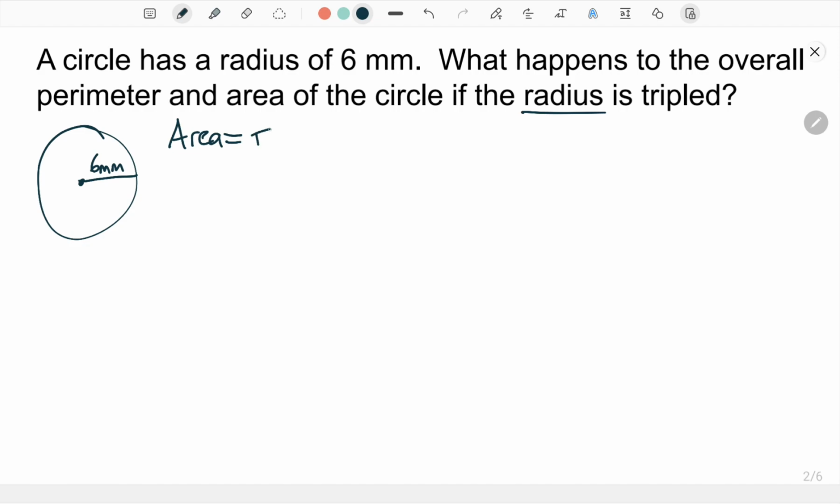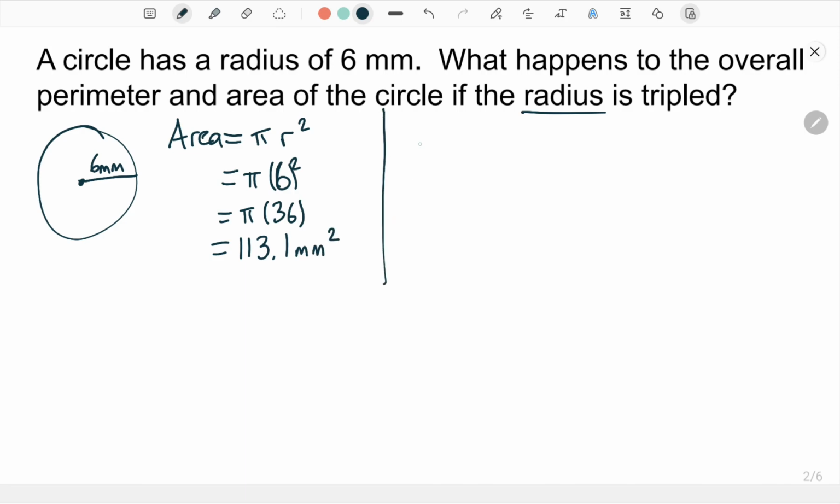So the area is, for a circle, remember it's pi times r squared. And so it's going to be pi times 6 squared. Let's do that in brackets there. And remember to do your exponent first. So 6 squared will be 36, so pi times 36, which, if you calculate it out, you will get something like 113.1. So we'll just round it off to one decimal place. Millimeters squared.